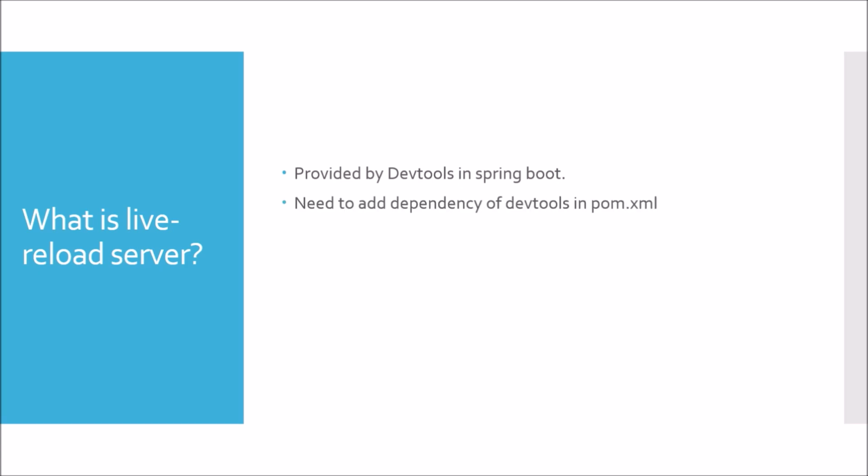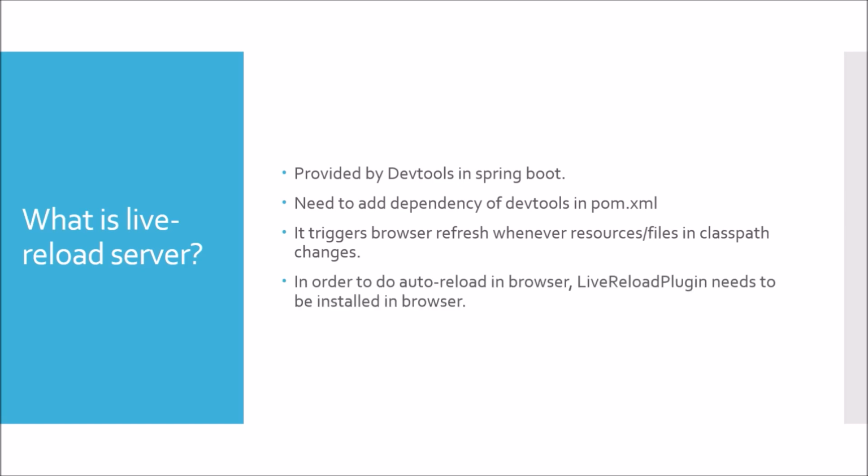For adding live reload server, we need to add dependency of DevTools in pom.xml. The use of live reload server is it triggers browser refresh whenever resources or files in class path changes. By the term class path, we mean whatever the .java files or any application.properties files present inside the package of your main Spring Boot class. For browser refresh, you need to add live reload plugin in your browser.